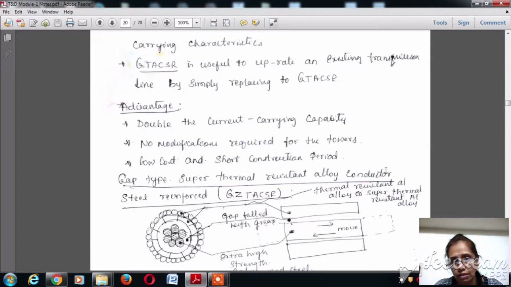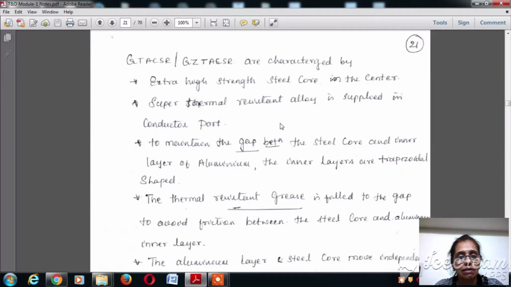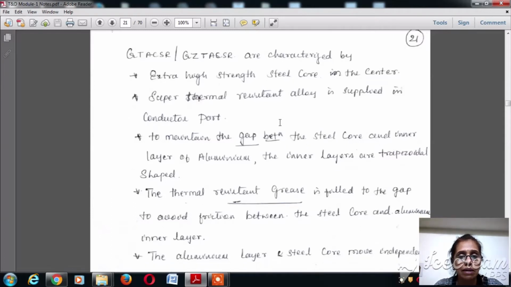The figure shows the cross section view of that particular type of conductor, where we can see the gap is filled with grease, which gives extra high strength, and the super thermal resistant aluminum alloy surrounds it. This particular type of conductor is characterized by an extra high strength steel core at the center, surrounded by the aluminum conductors.